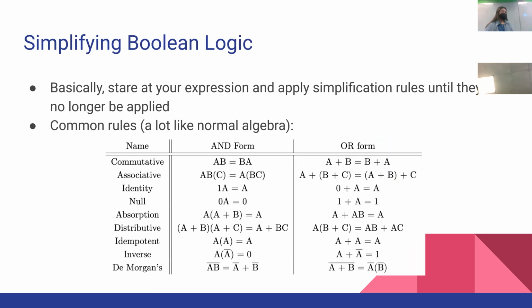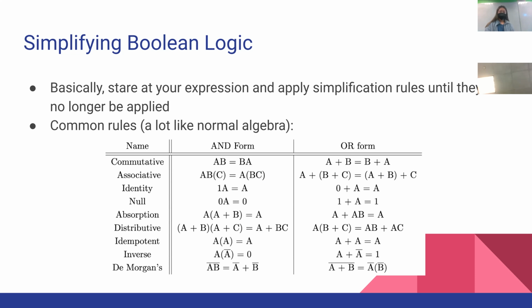So when you have one of those expressions, like you saw on the last slide, that's unsimplified, you can simplify them using Boolean logic. And the first note says you just stare at your expression and apply the simplification rules until they no longer can be applied. That sounds a little confusing at first, but this table shows some of the common rules, and they are like normal algebra. So you have the commutative property for and or. If you think of it like addition and multiplication, we have associative properties and commutative properties, and they are different for addition and subtraction versus multiplication.